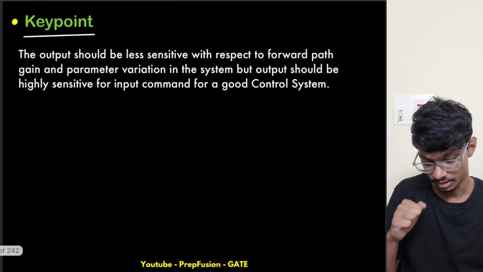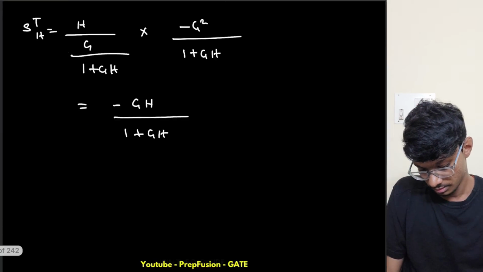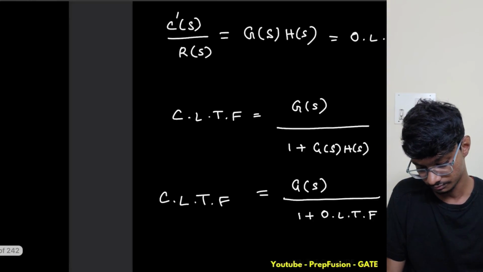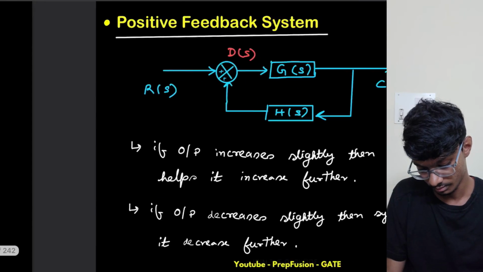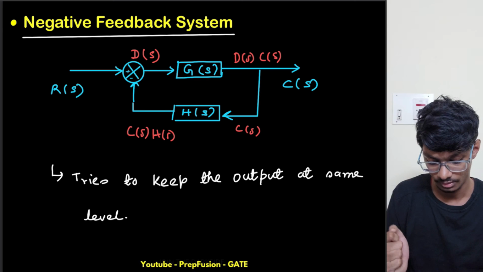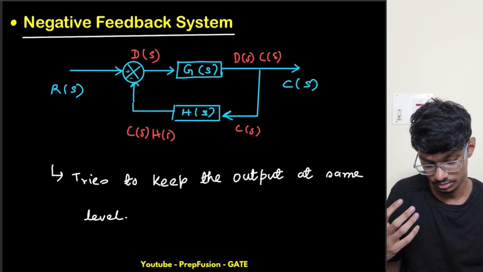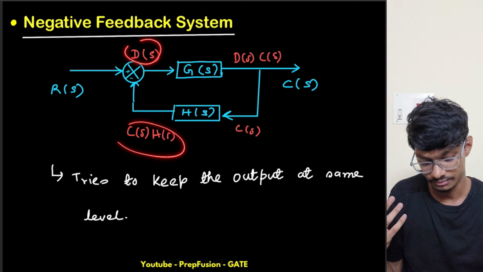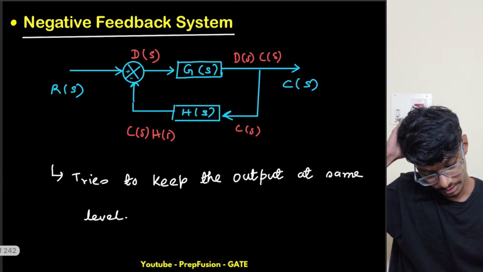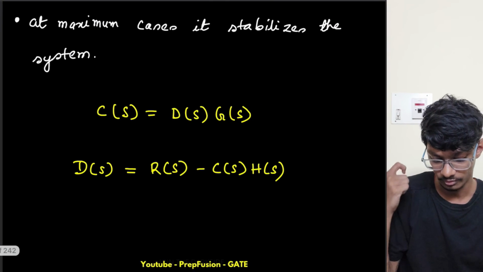Okay, so let me quickly recap what we did in this lecture. What did we study? We first studied a negative feedback system. There is some disturbance and C of S. We found what a negative feedback system does: it tries to keep the output at the same level, and we found the transfer function.